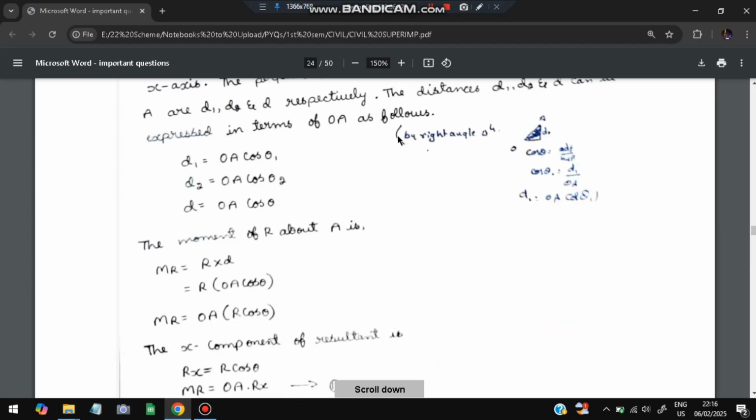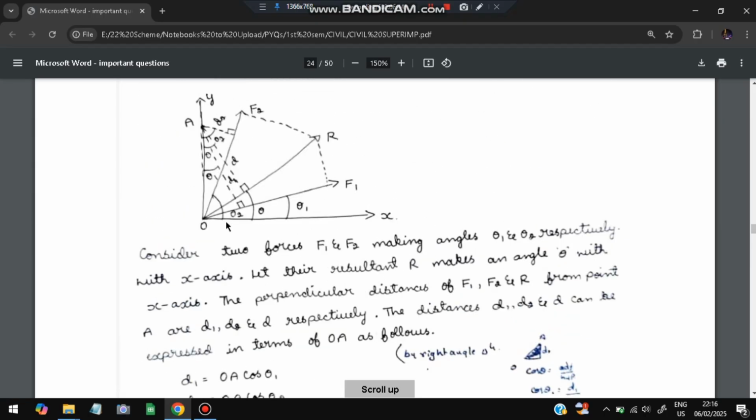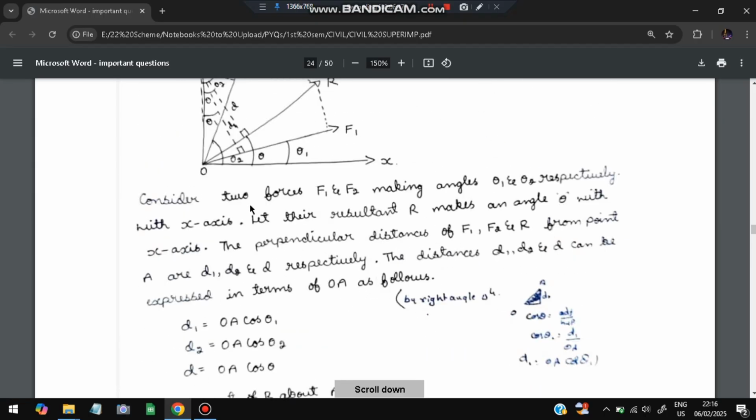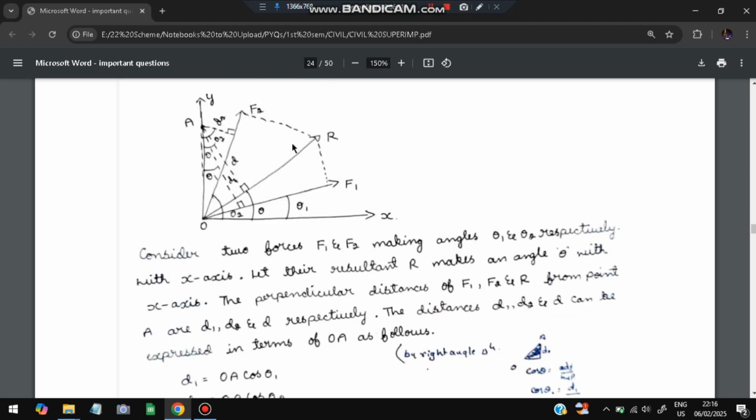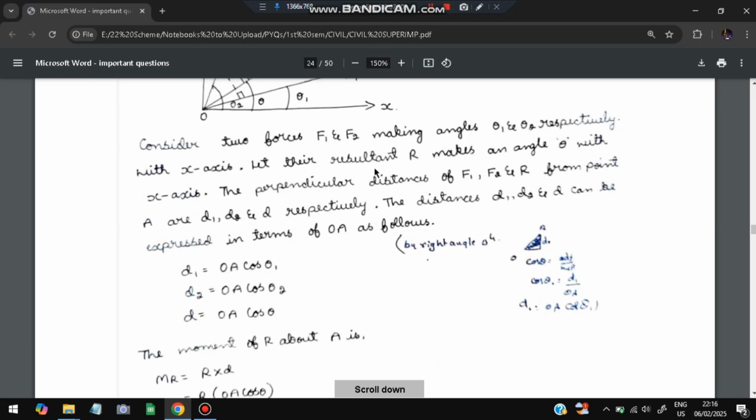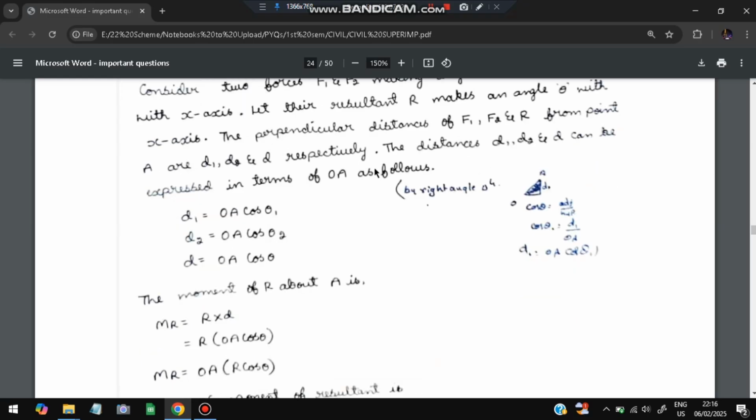Okay, so basically, what is the D value? D is the distance for the force which is acting. The distance is OA cos theta 1. See, cos theta 1 times this whole thing, OA, will be equal to OA cos theta 1. When we do this, we get the value of the distance. Sorry, not force, distance values we will be getting.